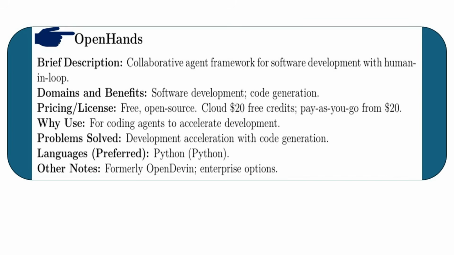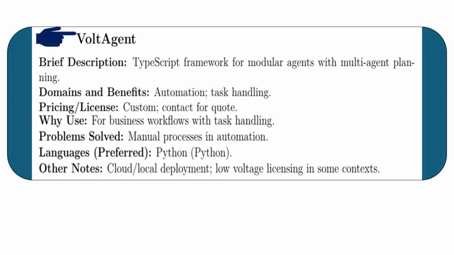OpenHands, a collaborative agent framework for software development with human in the loop. Software development is the domain, and the benefit is code generation. Free, open source, cloud with $20 free credits, pay as you go from $20. Why use it? For coding agents to accelerate development. Development acceleration with code generation is the problem area solved, and Python is the preferred language. Formerly OpenDevin, with an enterprise option.